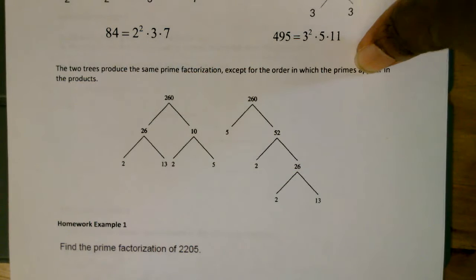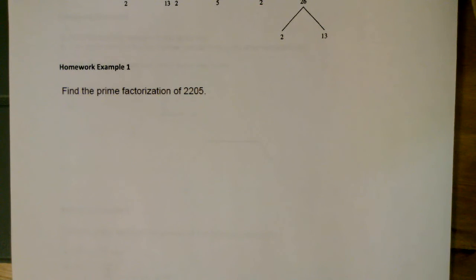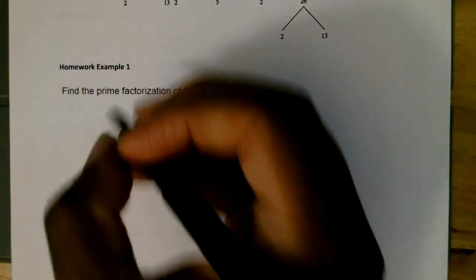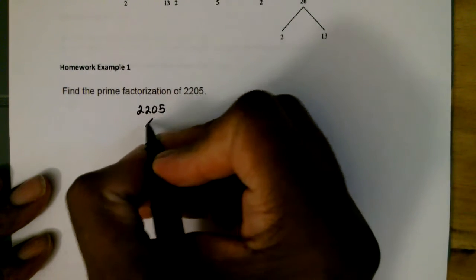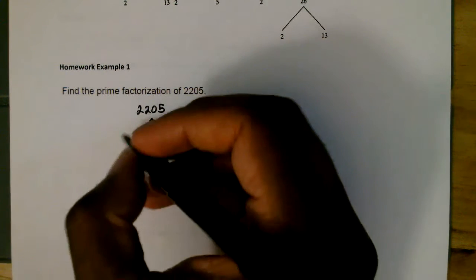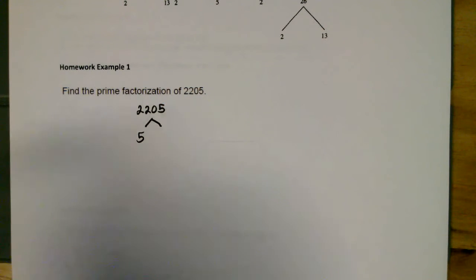All right, now let's look at this first homework example. Let's say I want to find the prime factorization of 2,205. Prime factorization of 2,205. Now I'm going to start off with a number that I know 2,205 is divisible by. Let's start with the 5, because 2205 ends in 5.